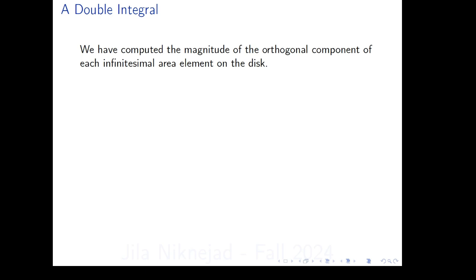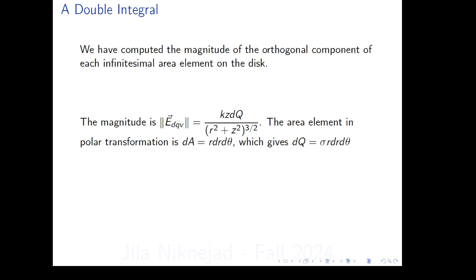In the beginning of this video, we computed the magnitude of the orthogonal component of each infinitesimal area element on the disk. This magnitude is k z dq over parentheses r squared plus z squared to power 3 half. The area element in polar transformation is dA equal to r dr d theta, which gives dq equal to sigma r dr d theta.